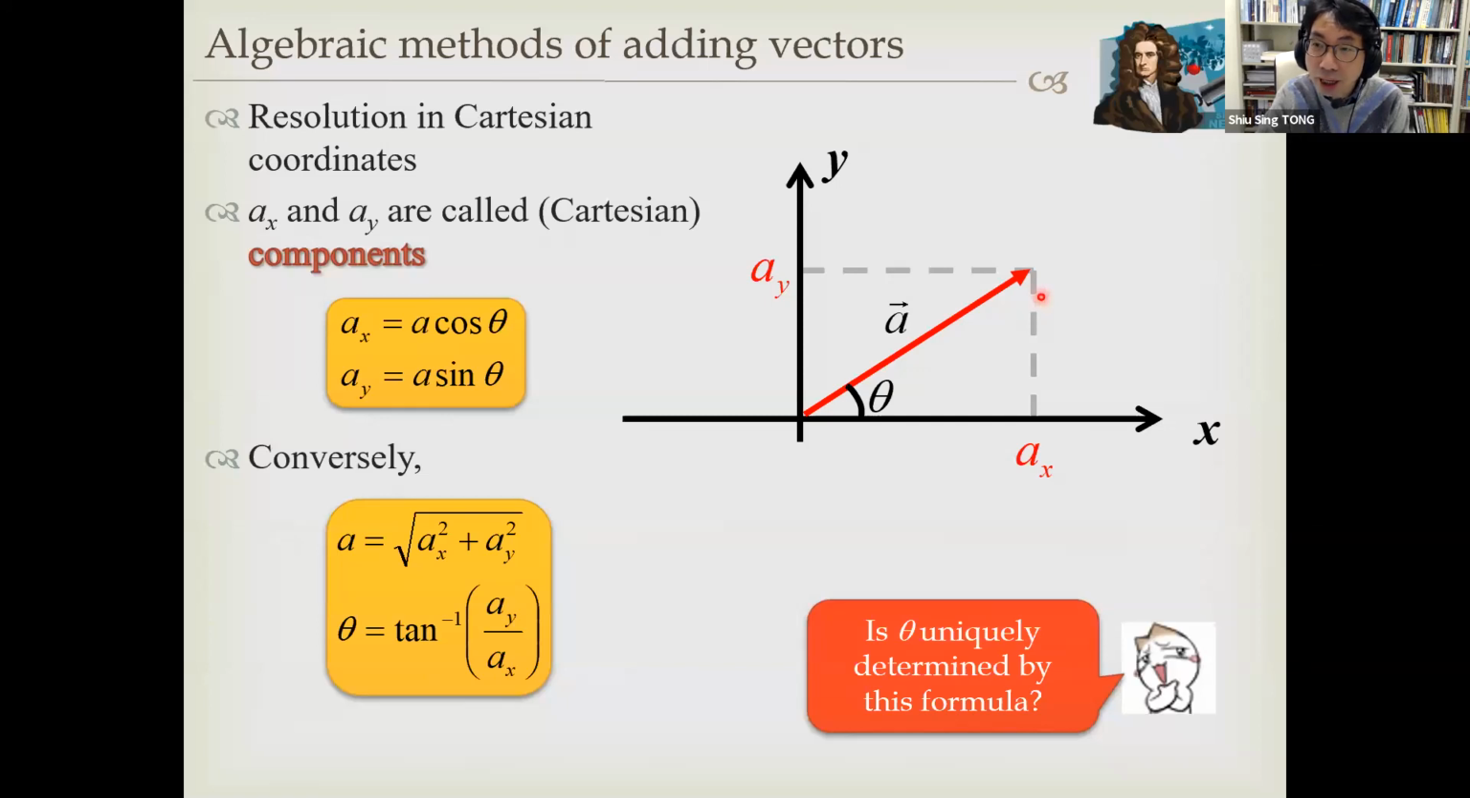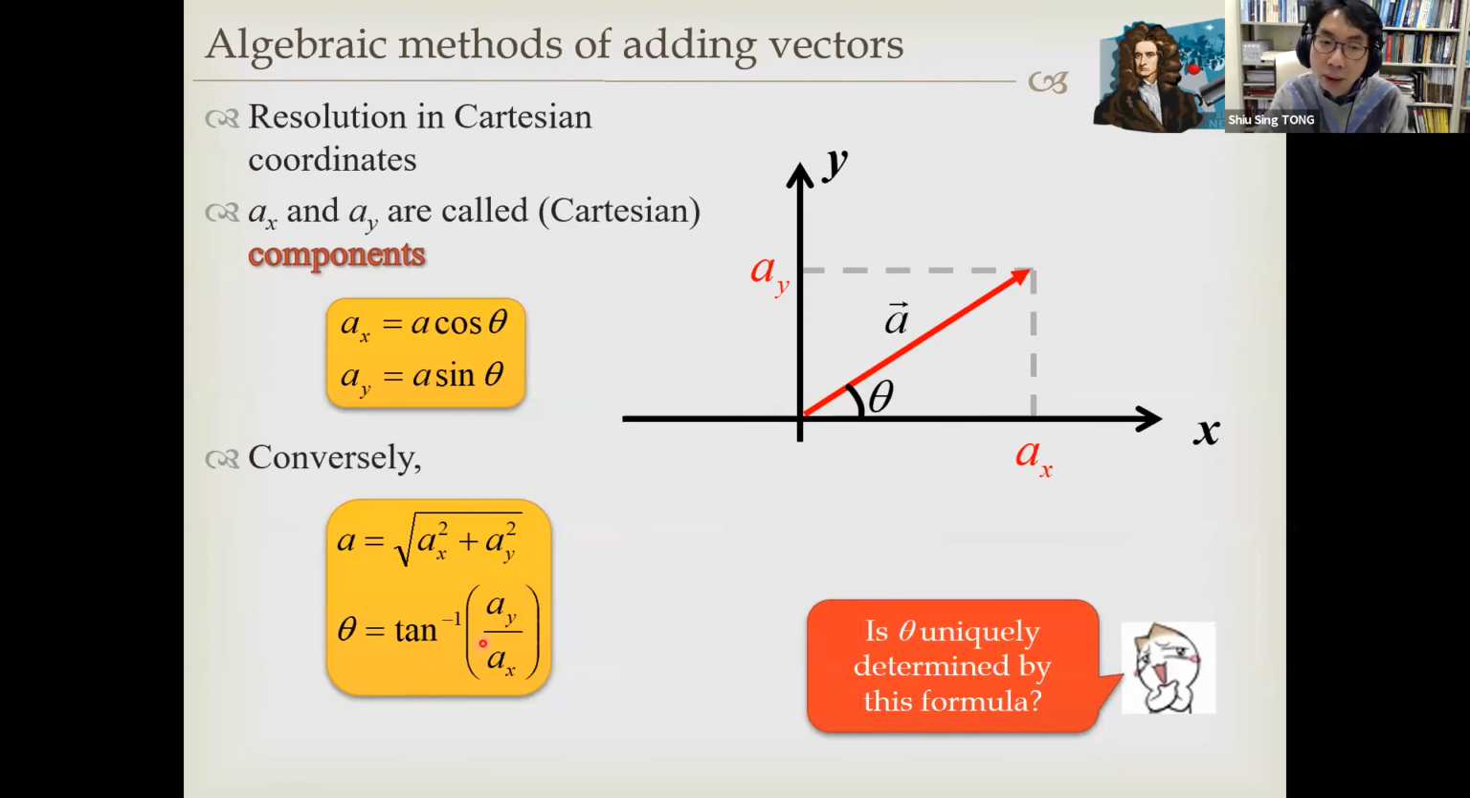You might want to ask this question, right? Now I would say something like this. If you find both AX and AY are positive, if you find both components of the A are positive, then the angle theta will be in the first quadrant. So you can usually calculate the angle theta by using a calculator, right?